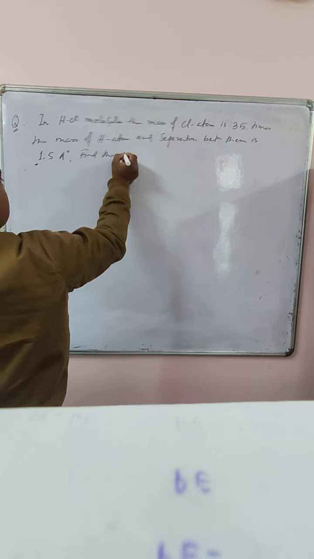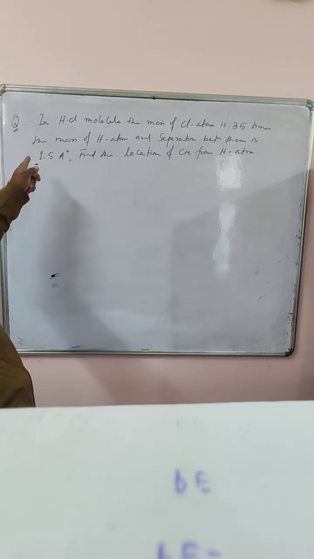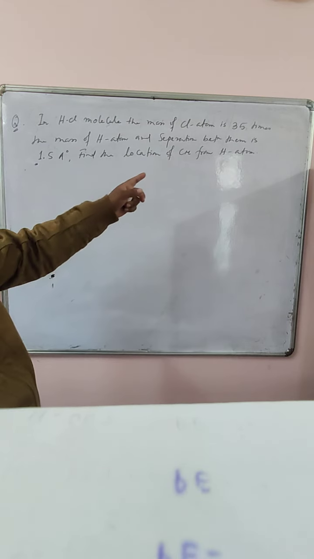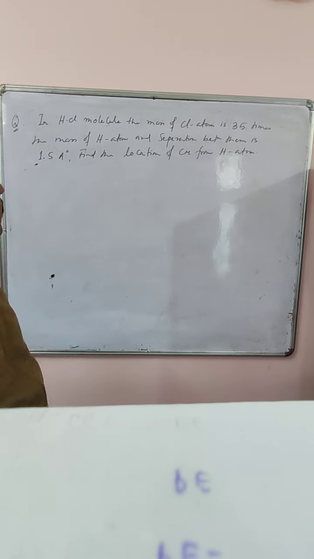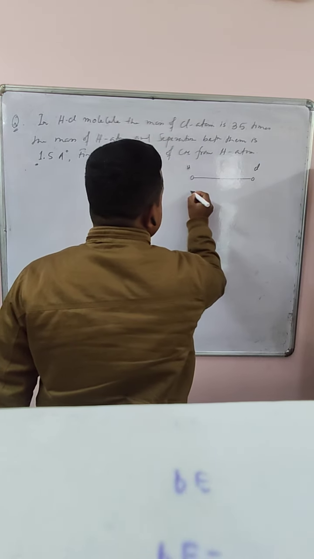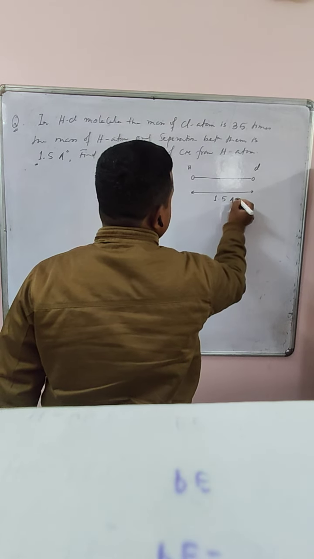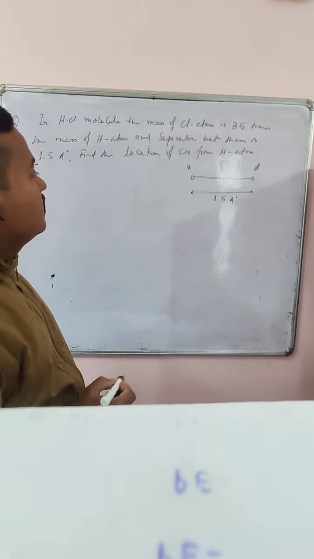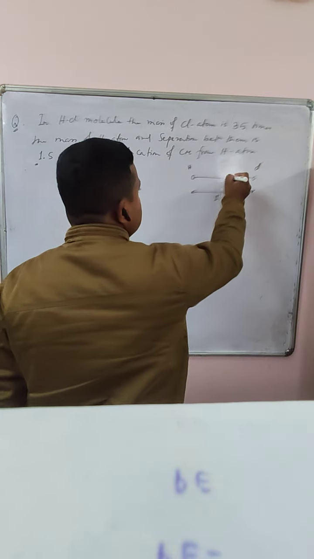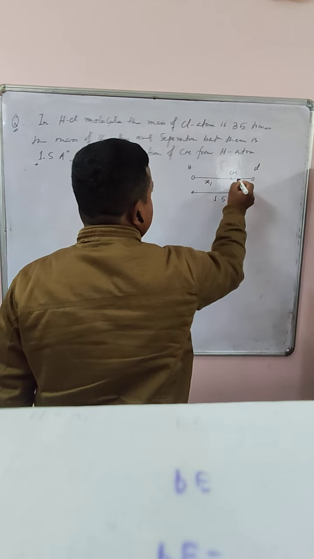So in HCl molecule, the mass of chlorine atom is 35 times the mass of hydrogen atom, and separation between them is 1.5 Armstrong. Find the location of center of mass from hydrogen atom. So here you see, suppose this is the HCl molecule, this hydrogen and this chlorine. Suppose this is the center of mass, and this is x1, this is x2.